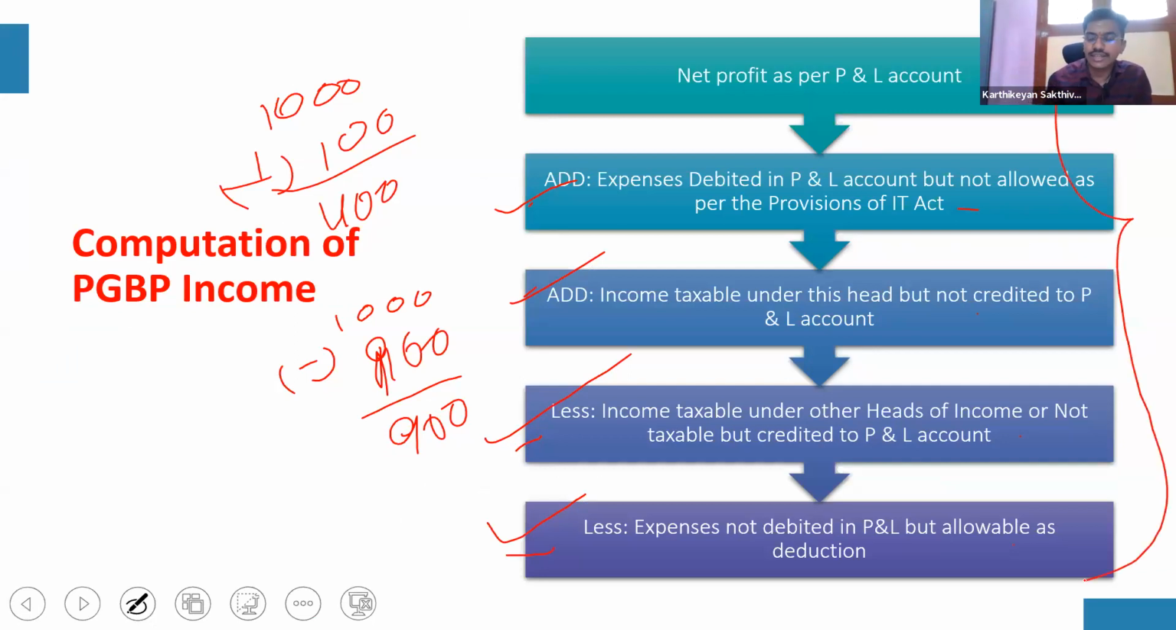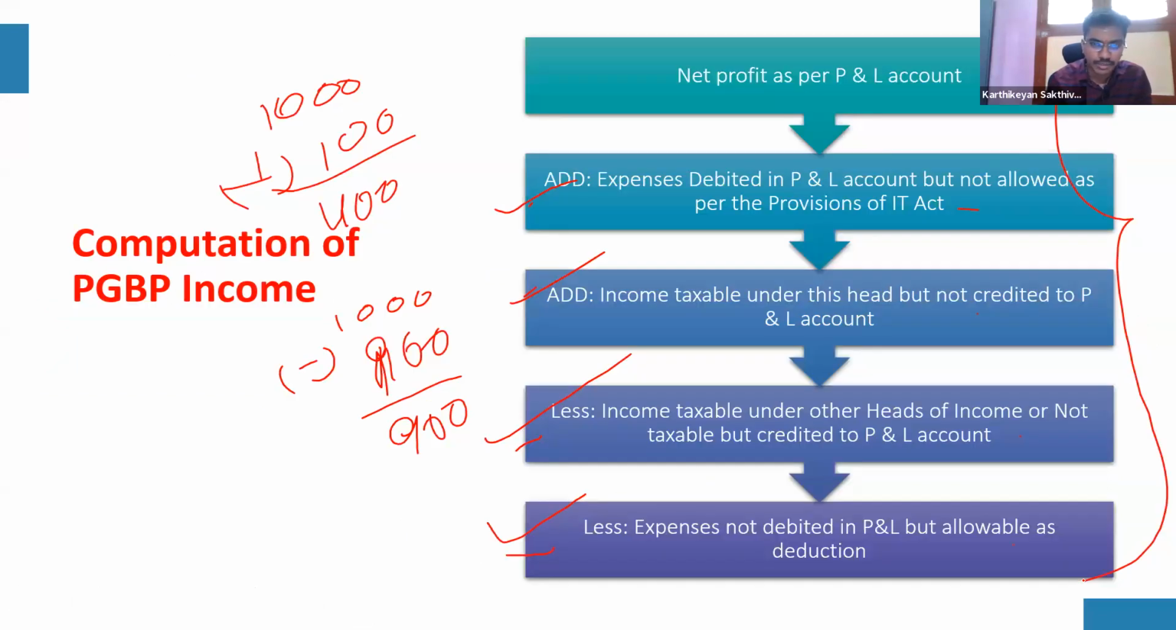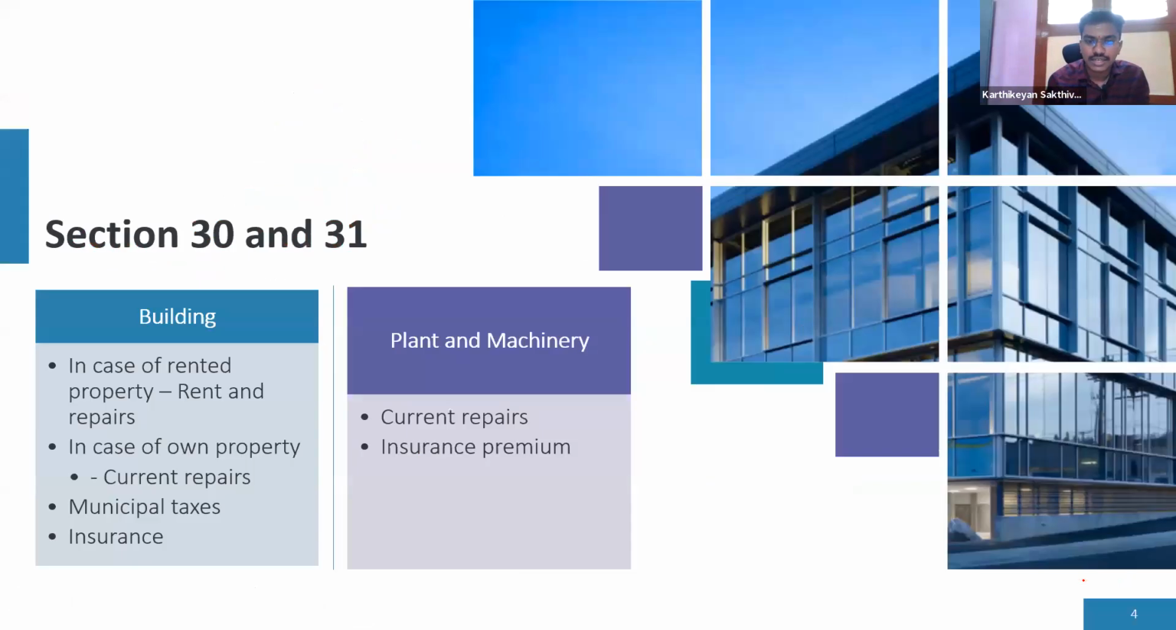Section 29 will say the profit which is taxable should be computed in the manner provided from section 30 to 43B. That is what would be the provisions of section 29, right? So this is not what is said in section 29, but this is the format which you have to follow for the purpose of computing the income which is taxable, right?